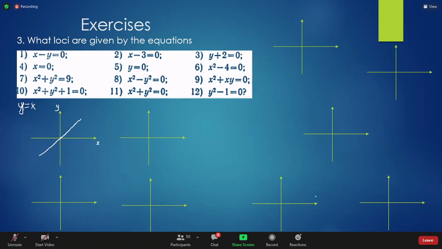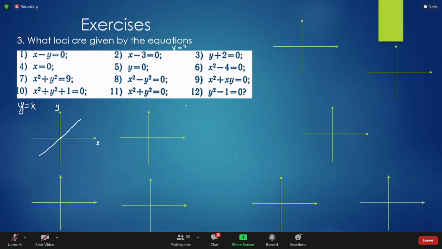X minus 3 equals 0. Again, y is not even mentioned. That means for all y values, x has to be equal to 3. I think it's a straight line where x is equal to 3. Yeah, but what does it mean? Straight line, how do I sketch it? So x equals 3.